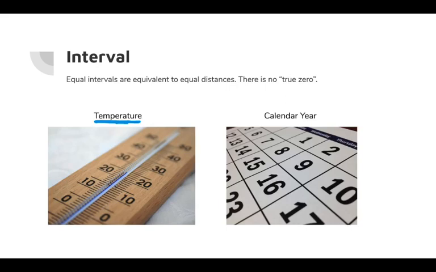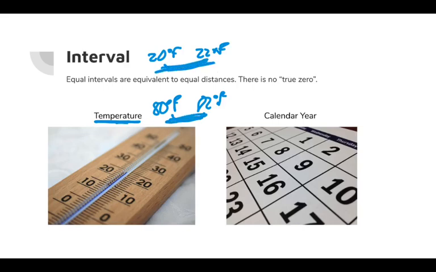But let's say that we're comparing 20 degrees Fahrenheit to 22 degrees Fahrenheit. So the difference here, there's a 2-degree difference, right? And if I did the same thing, if I compared 80 degrees Fahrenheit to 82 degrees Fahrenheit, again, 2-degree difference, and that interval is the same. It doesn't matter if you're living up here or if you're living down here. 2 degrees between 20 and 22 is the same as 2 degrees between 80 and 82, right? That's what makes it interval.